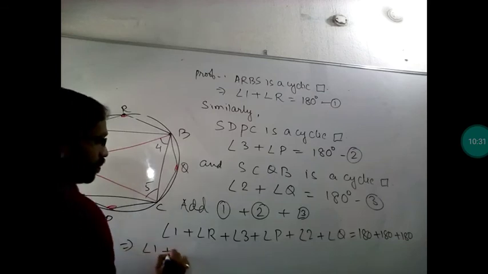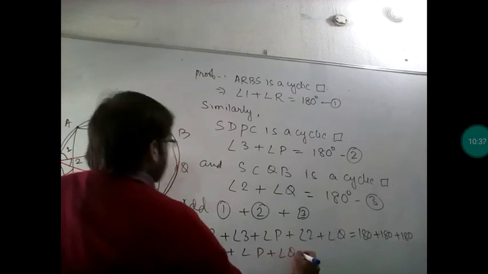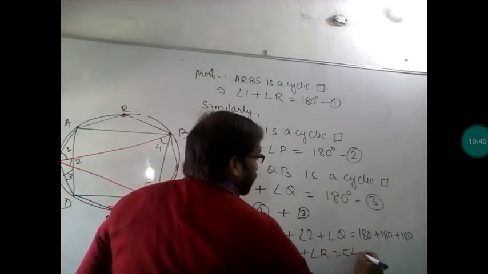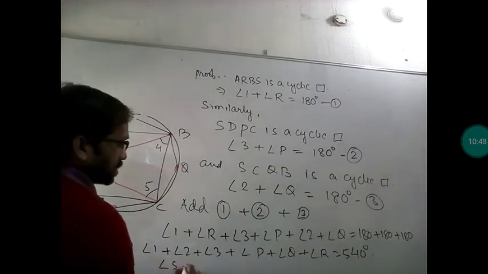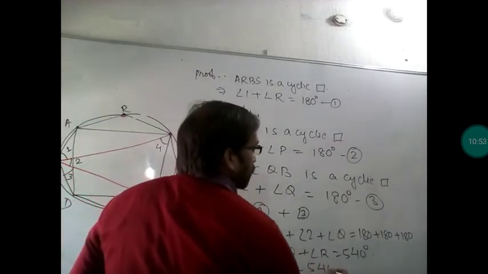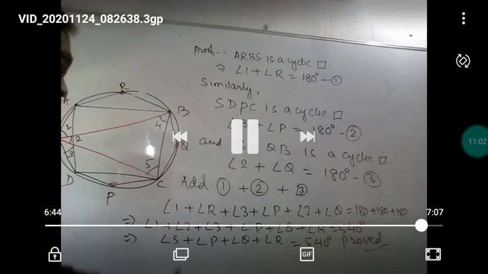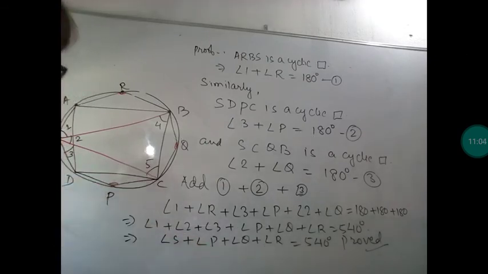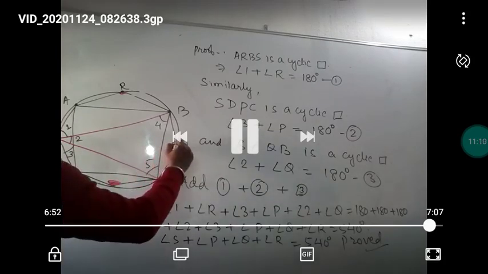Now, angle 1 plus angle 2 plus angle 3 at one place, and angle P plus angle Q plus angle R at one place, is equal to 540 degrees. And angle 1 plus angle 2 plus angle 3 is equal to angle S. I have explained where that point S is. So angle S plus angle P plus angle Q plus angle R is equal to 540 degrees. We have just proved that angle P plus angle Q plus angle R plus angle S is equal to 540 degrees. So in this way we have proved our theorem.